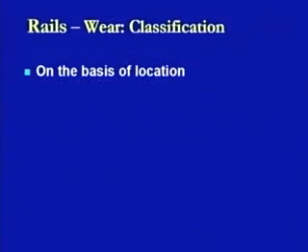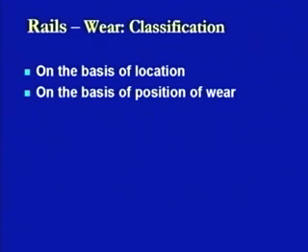Now, we come to the classification of the wears. The classification can be done on the basis of location and on the basis of position of wear. These are the two things on the basis of which we can classify them. So, we will start with the first type of classification, that is based on location. There are certain specific locations along the track which induce the wear of the rail section. We will look at all those locations and situations which may induce the wearing of the rail sections.